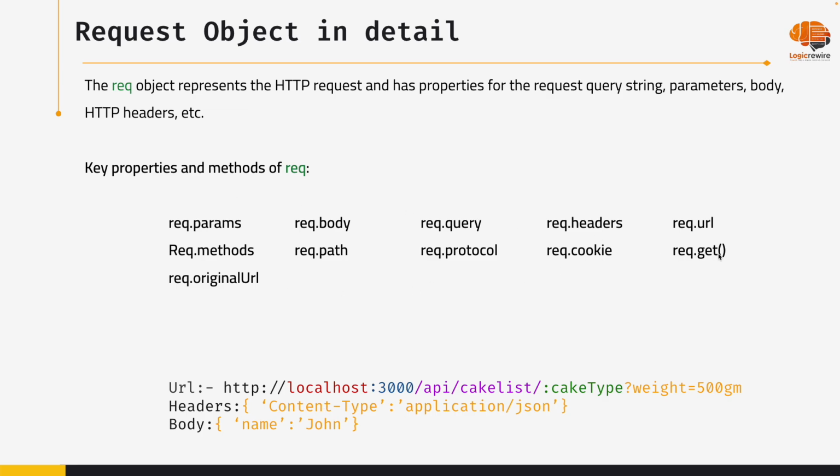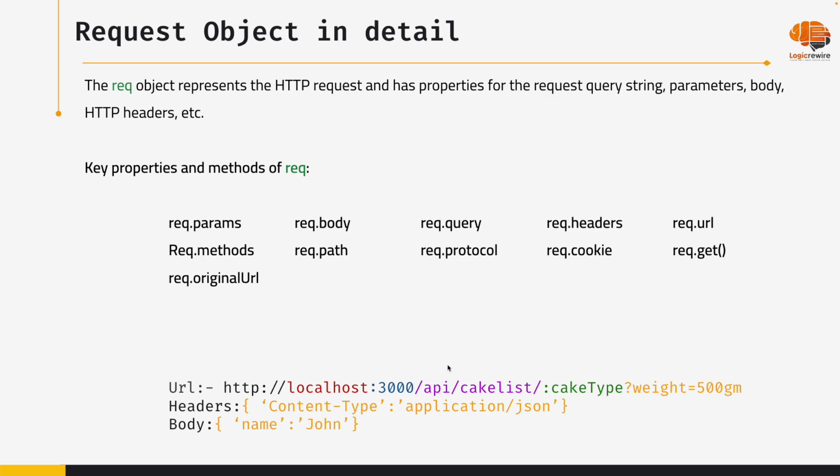Okay, REQ.get is nothing but collecting the header data, because the header will have content type, accept, and some other properties. If you want to get any specific one, you can write content type in that. REQ.originalUrl is nothing but the entire URL.